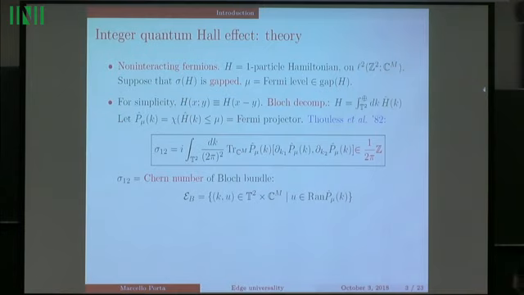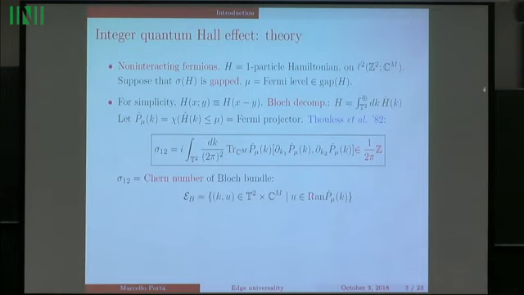Okay, so that was an observation of Thouless and collaborators at the beginning of the 80s. And the nice thing about this expression is that it explains quantization of the transverse conductivity via topology, because this integral here turns out to be related to a suitable topological invariant, namely the Chern number of a suitable bundle, which is called the Bloch bundle, which is defined here.